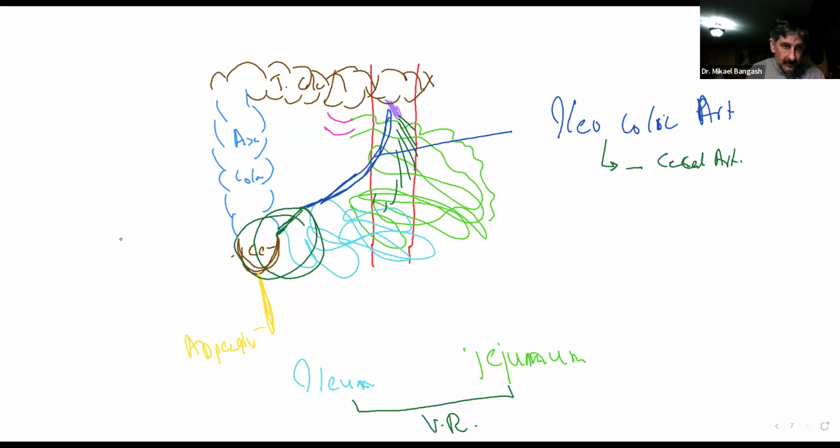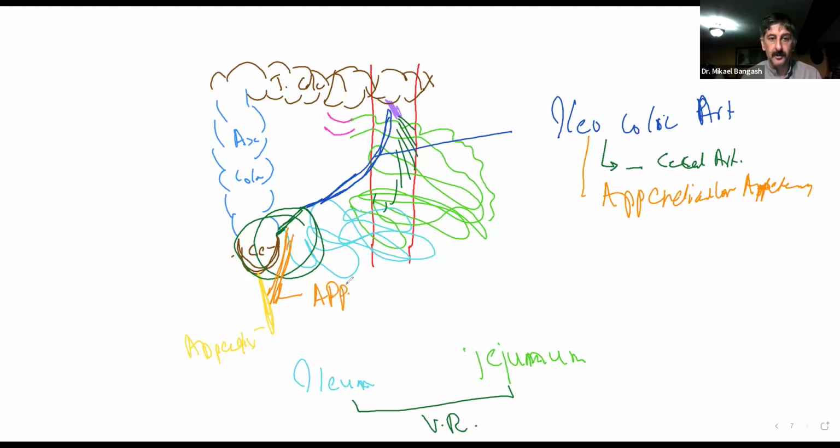And one important branch that is going to be given off from this ileocolic artery is what we can call the appendicular artery, pretty much supplying blood to your appendix.